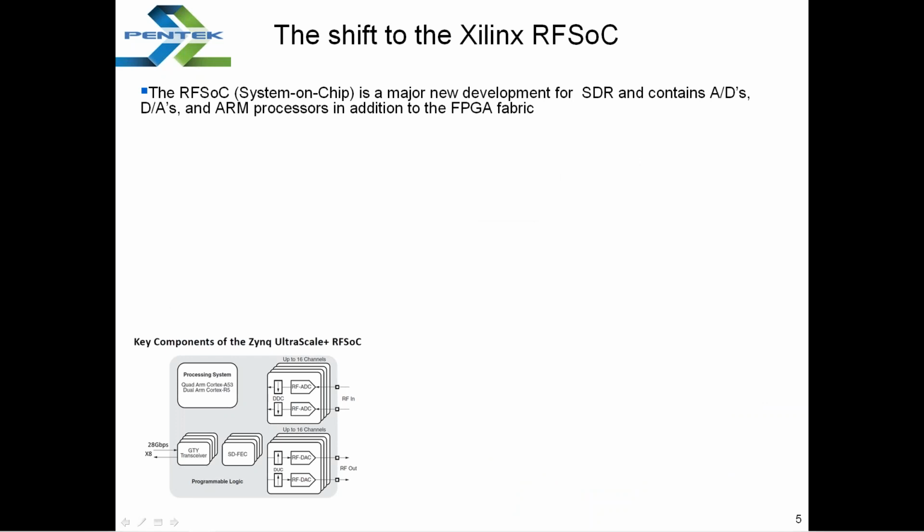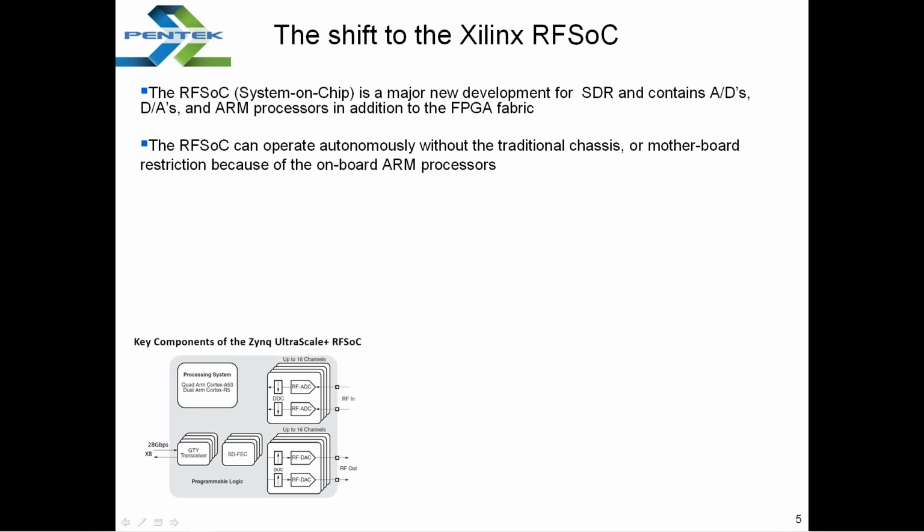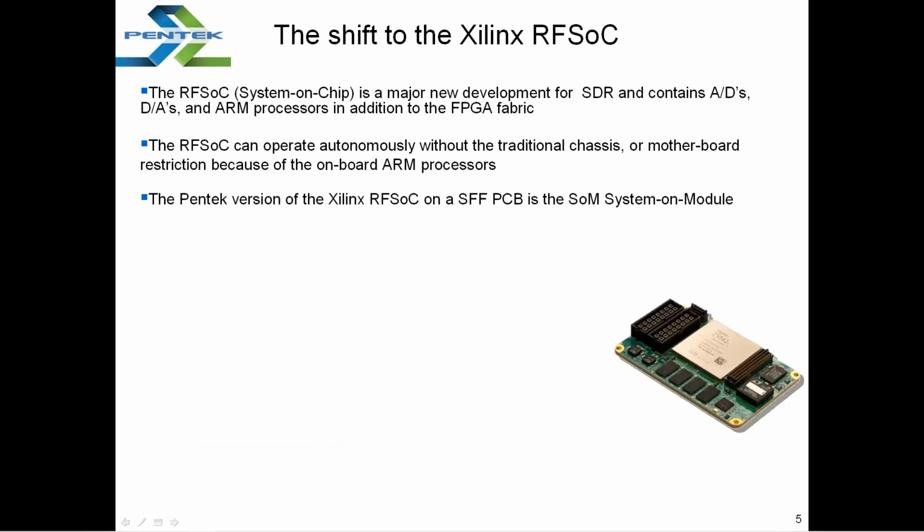This is the importance of the shift to the Xilinx RFSoC. This RF system on chip is a major new development for software-defined radio and contains A to Ds, D to As, ARM processors, in addition to the FPGA fabric. In the lower left, we have a block diagram of the Zynq UltraScale+ RFSoC. The RFSoC can operate autonomously without the traditional chassis or motherboard restriction because of the onboard ARM processors.